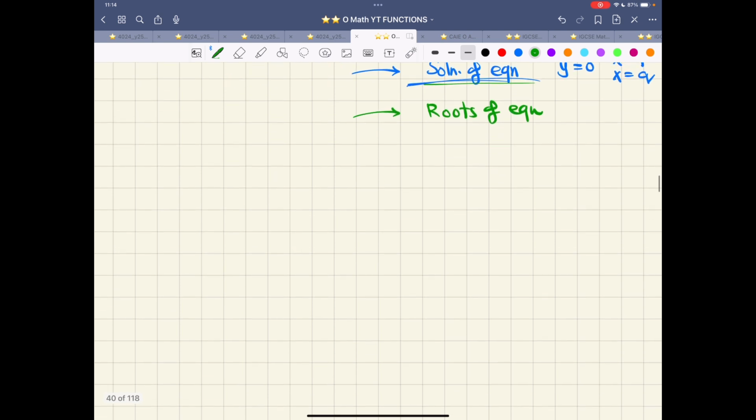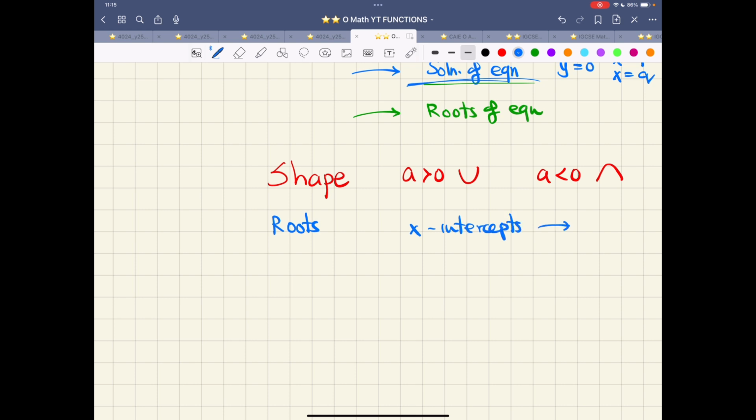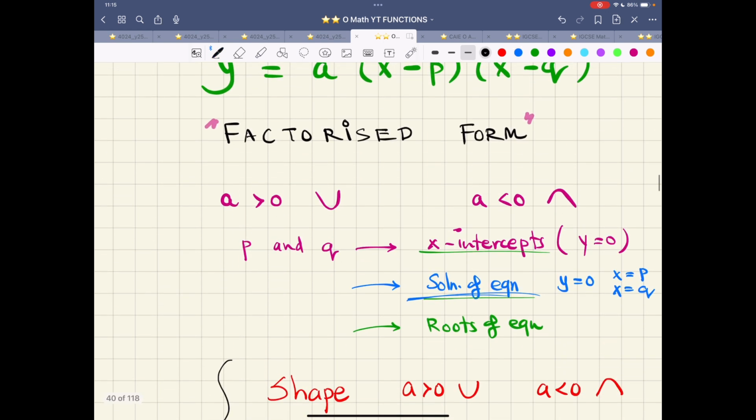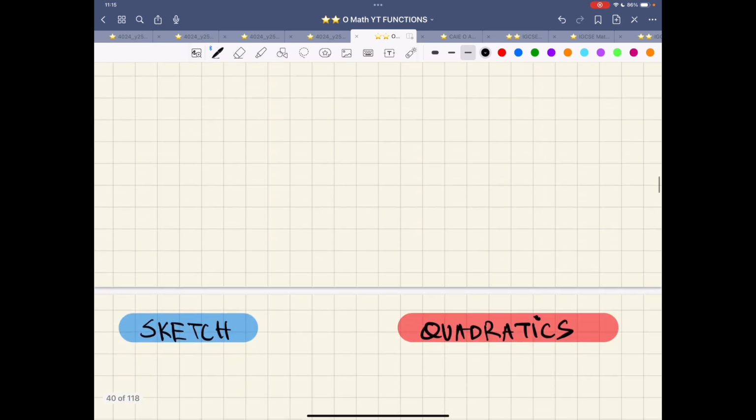So now over here, how do we draw them? We draw them based upon the shape. If A is positive, that's the shape. If A is negative, that's the shape. And the second thing that we focus on are the roots. So basically, we are looking for the x-intercepts. Either you can do comparing coefficient or just make y equals 0. That's the easiest thing. So based upon these two things, we will draw these. We will sketch these. So it's all about sketching.